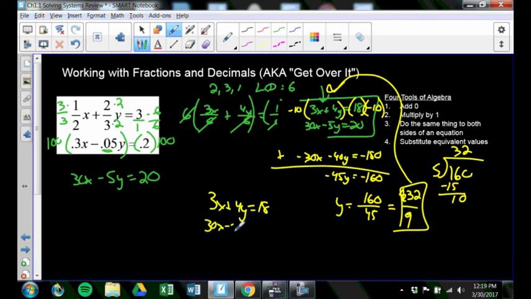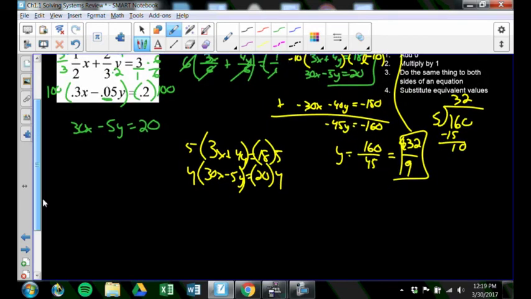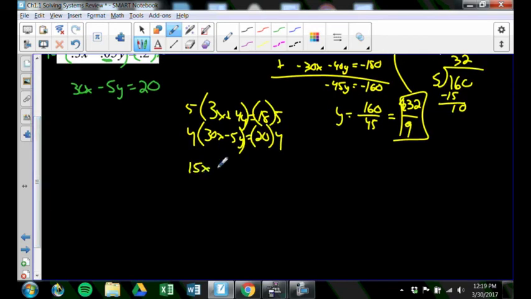30x minus 5y equals 20. I'll multiply the top equation by 5 and the bottom equation by 4. This is going to cancel the y's out. So I get 15x plus 20y equals 90, and 120x minus 20y equals 80. I add these up and I get 135x equals 170.